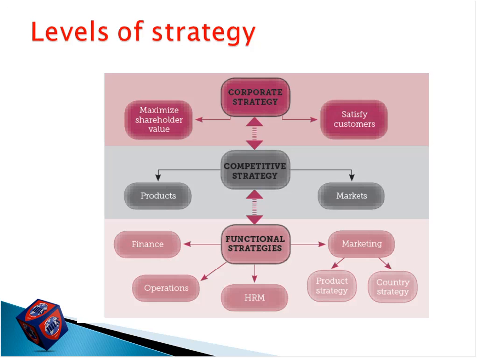And at the lowest level, which is the functional strategies, you have finance, operations, human resource management, and marketing, which is broken down into product strategy and country strategy. The reason you have the country strategy as well is that it's considering the fact that this company, for example, is a global company. Of course, if it's a company operating in only one location, you don't necessarily have that country strategy. It doesn't really make sense.